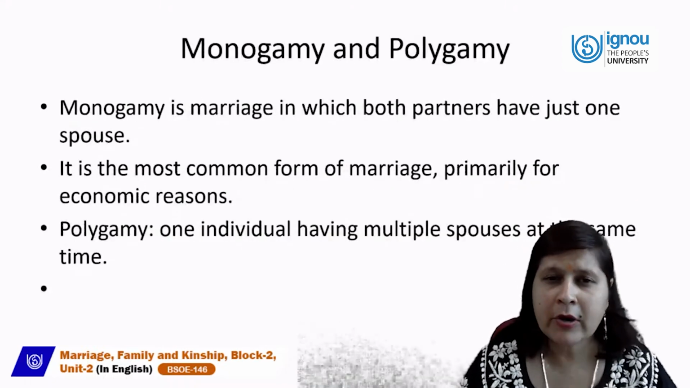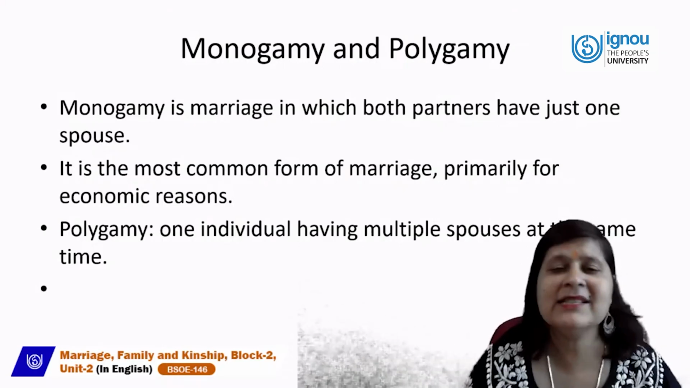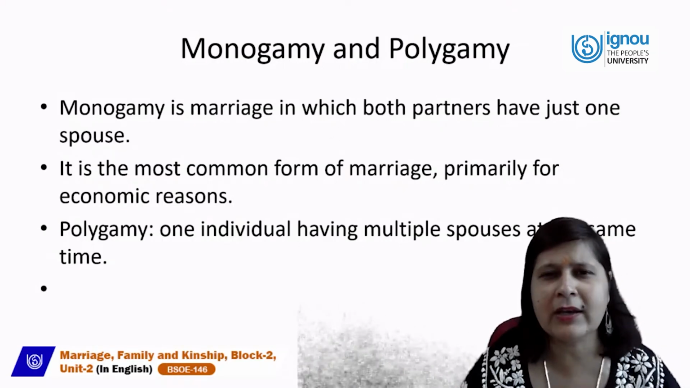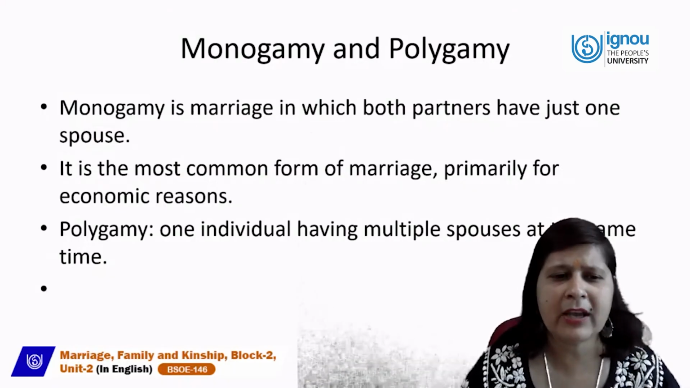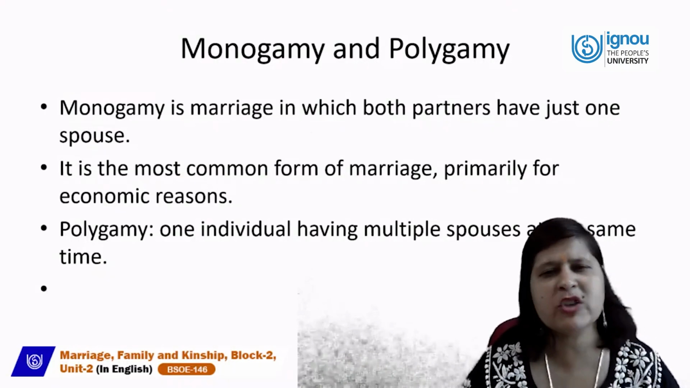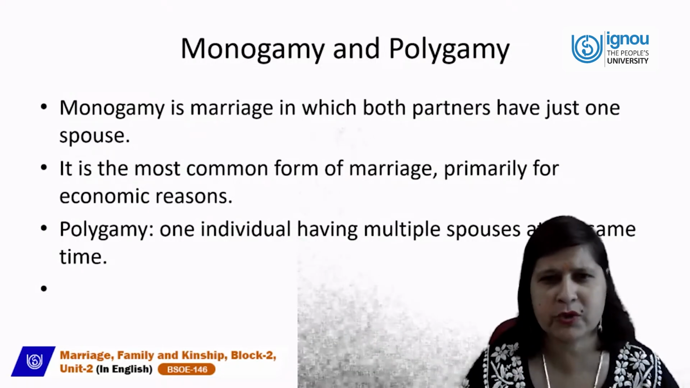Then monogamy and polygamy, that is on the basis of the number of partners one can have, right? So the monogamy and polygamy. Monogamy is a marriage in which both partners can have just one spouse.